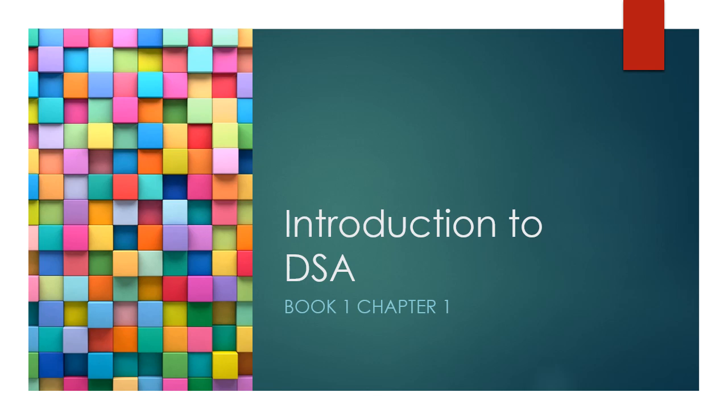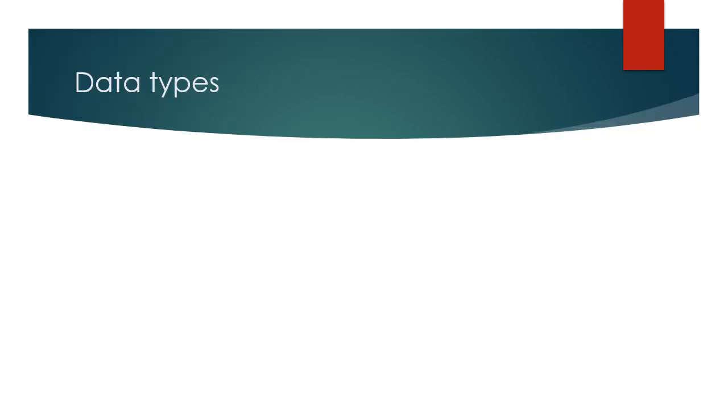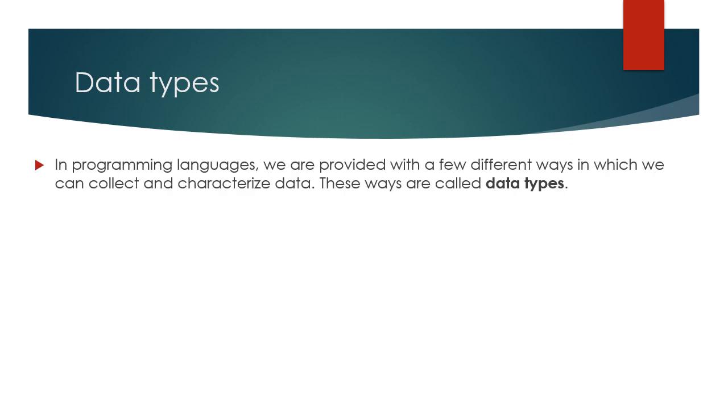Introduction to DSA is our first chapter and we are going to use book 1, chapter 1 for this topic. Data types. In programming languages, we are provided with a few different ways in which we can collect and characterize data. These ways are called data types.